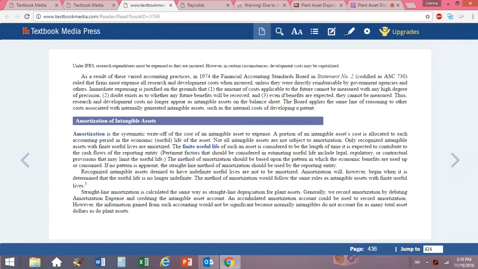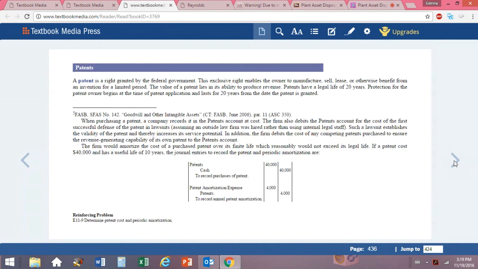I want to see if I can just find a quick anything that you can't read through yourself.